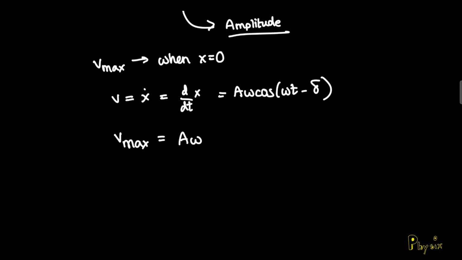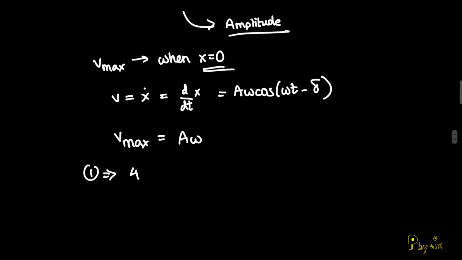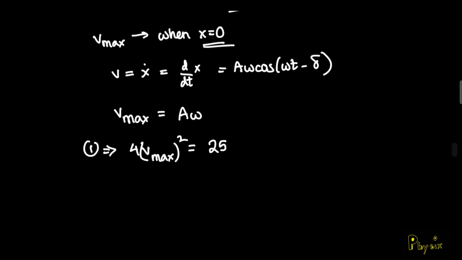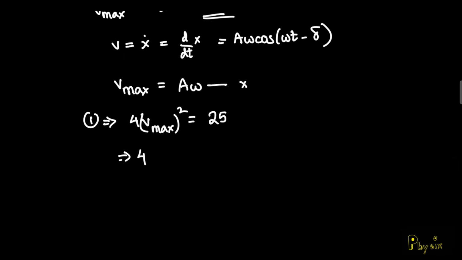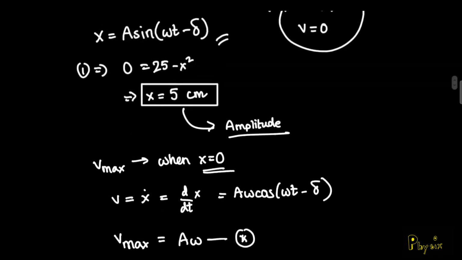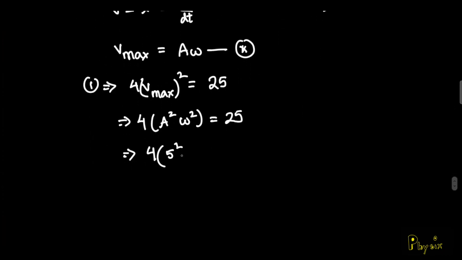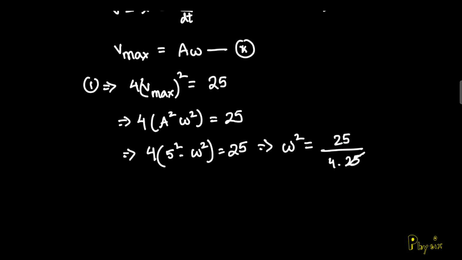But now, here's the fun part. For v max, we also know that x is equal to 0. So using equation 1, we could rewrite this as v max squared is equal to 25. That's it. Using this correlation, we could rewrite this as A² ω² = 25. We also know the amplitude from the earlier part, so this is 5² times ω², and this is 25. Now ω² happens to be 25 over 4 times 25, so ω happens to be the square root of 1/4.